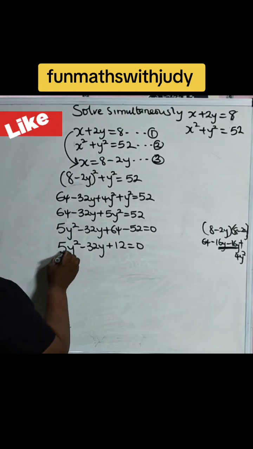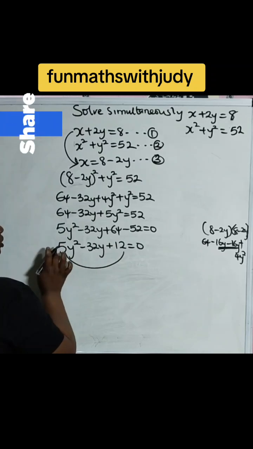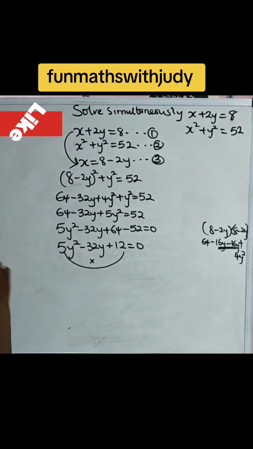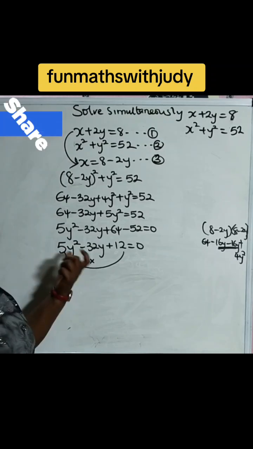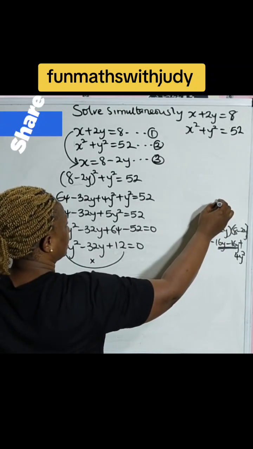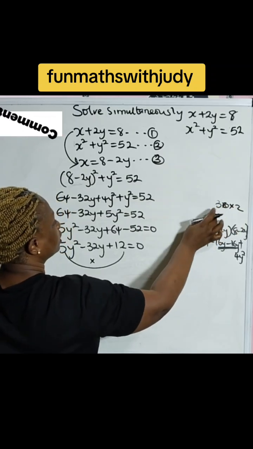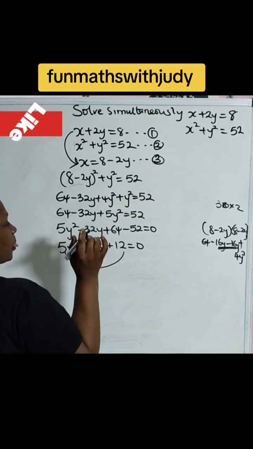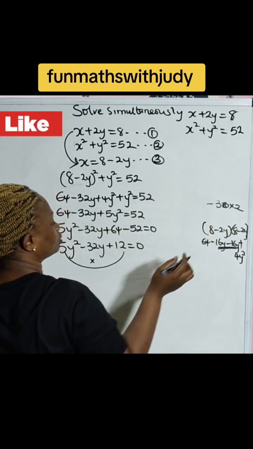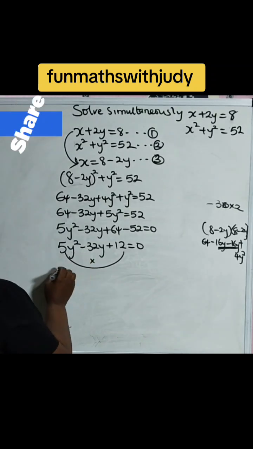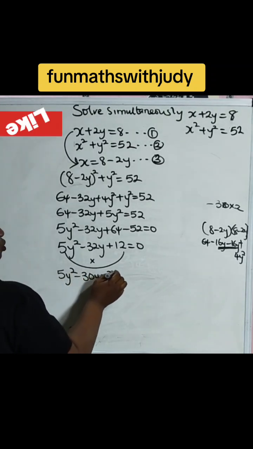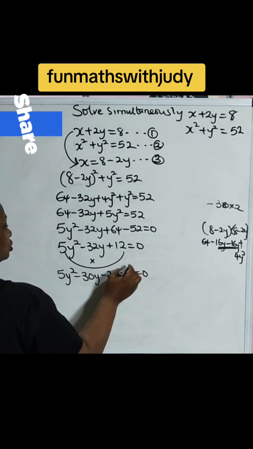Now let's factorize. Remember, we're going to multiply the 12 by the coefficient of y squared. We'll have 5 times 12 will give us what? 60. Now two numbers that when we multiply we have 60, when we add or subtract we have minus 32. We'll go with 30 times 2. 30 times 2 will give us 60. Now minus 30 minus 2 will give us minus 32. So we have 5y squared minus 30y minus 2y plus 12 is equal to 0.